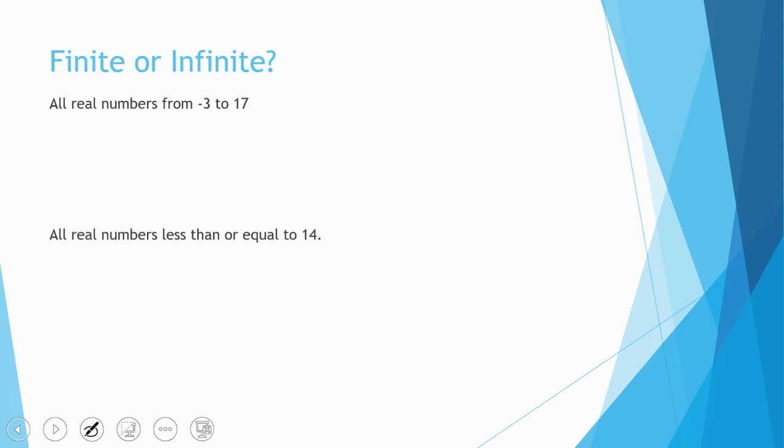So given all real numbers from -3 to 17, is that finite or is that infinite? If we're talking about a number line, for example, let me just graph this here, and we're talking from -3 to 17, if you were to graph this, you would have endpoints. Therefore, this is a finite set of numbers. From -3 to 17 includes an awful lot of numbers, but it doesn't go past that. We're not going higher than 17, we're not going lower than -3.